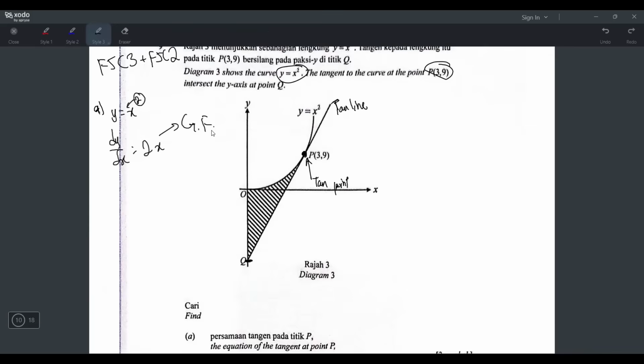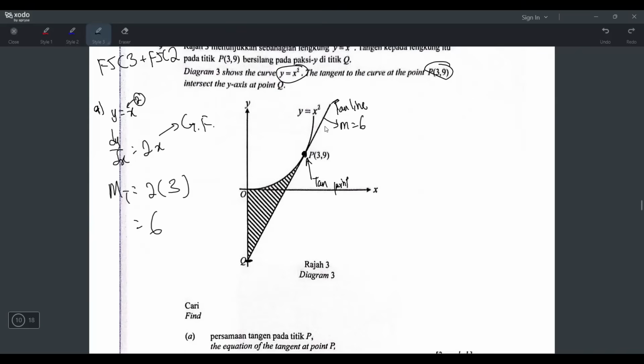Then how to get gradient tangent? To get the gradient tangent, m_T, you have to substitute the x with the tangent point x coordinate. So what's the tangent point x coordinate? Point P, 3, right? So your m_T is 6. Meaning this tangent line gradient is 6.